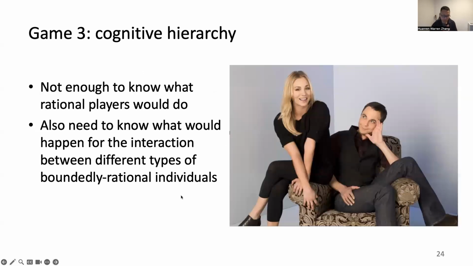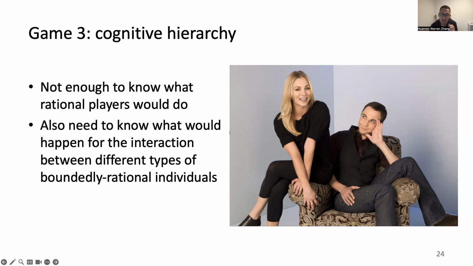So here, for this guess number game, it is not enough to know what a rational player would do. If you are a rational player, and assume other people are rational, you will choose the number 0. So here, the important thing is to know what would happen from the interaction of different types of boundedly rational individuals. Okay, maybe you're very boundedly rational and you choose a random number, or you just assume that other people choose a random number, and you best respond to that, right?